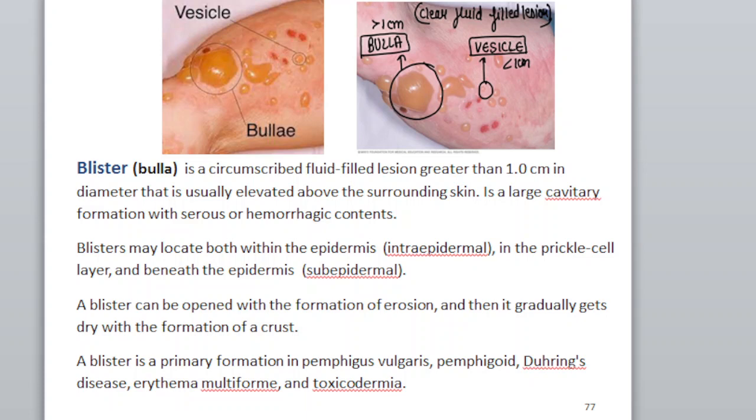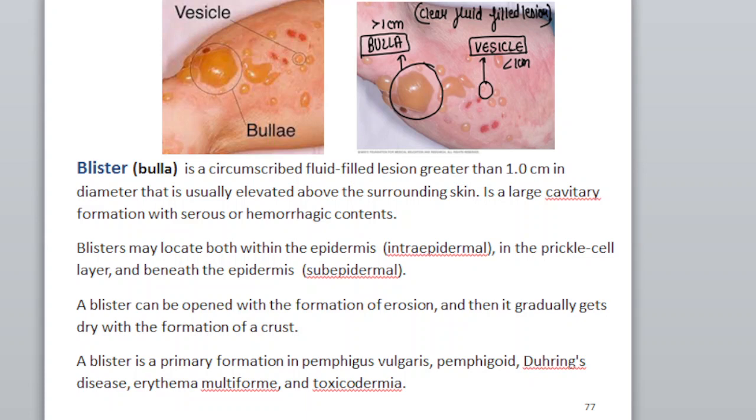Blister, or bulla, is a circumscribed fluid-filled lesion, greater than 1.0 centimeters in diameter, that is usually elevated above the surrounding skin. It is a large cavitary formation with serous or hemorrhagic contents. Blisters may be located both within the epidermis, intraepidermal, in the prickle cell layer, and beneath the epidermis, subepidermal.